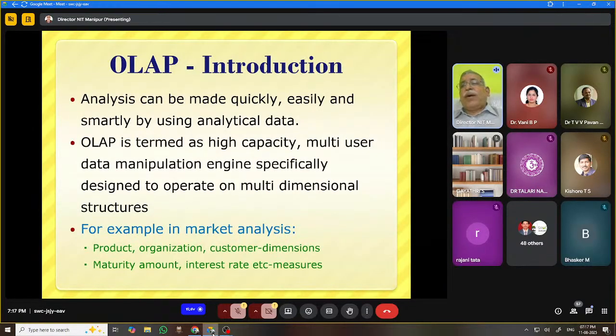For example, if you take market basket analysis, the different subject headings can be: what are the different products available, which organizations these products are from, whether more than one organization produces similar products, which type of customers are going to buy these items, and what relationship exists between the products. A customer can buy several products from several organizations at several times, so the time dimension can also be included here. Then what is the amount, maturity amount, interest rate? These are all related to measures.